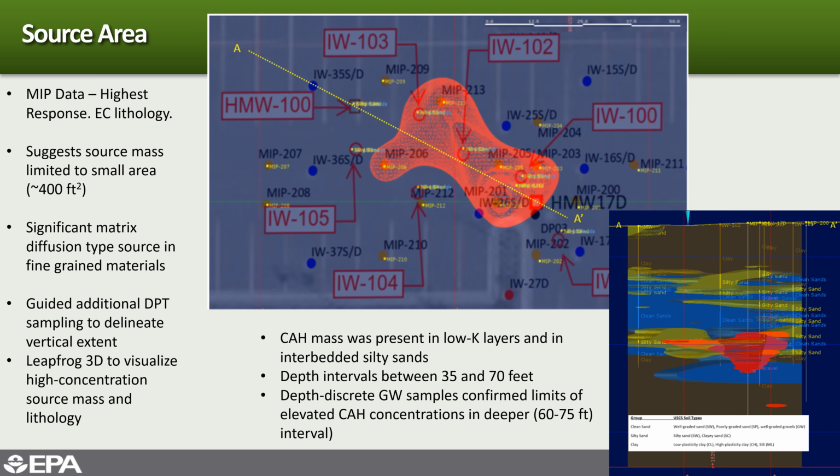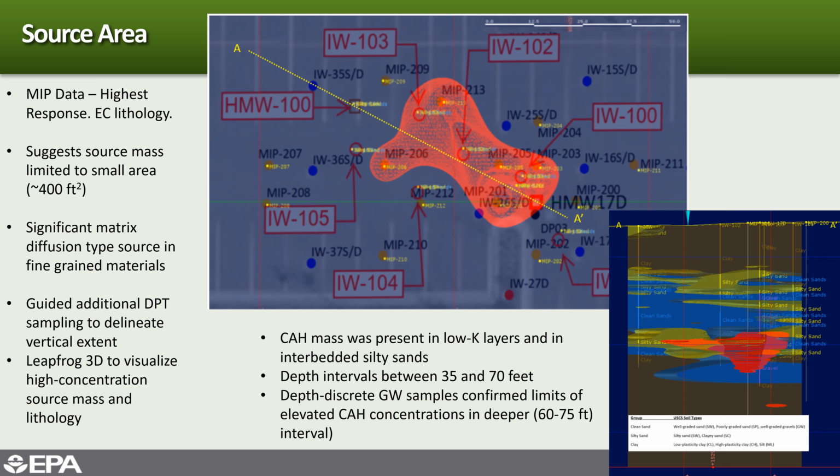As I mentioned, the team was able to use MIP and some of the high-resolution site characterization tools, particularly in the source area, and then using that highest MIP response and the lithology from the electrical conductivity response to map that out. And preliminary information suggests that the source mass, or this oddly shaped mass here, is really on the order of only about 400 square feet. I think when I looked at it, they were on the order of maybe 600 or more cubic feet, but a relatively small area where most of the MIP response, the highest MIP response, was coming from.